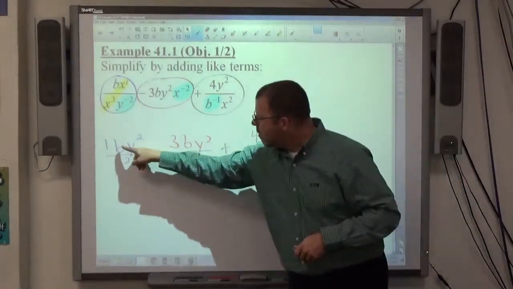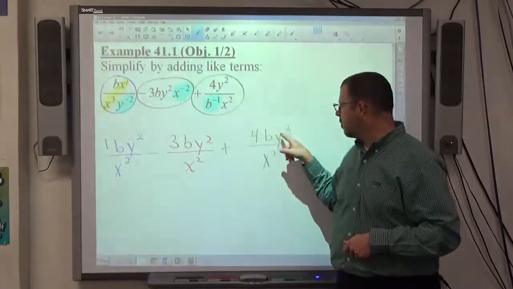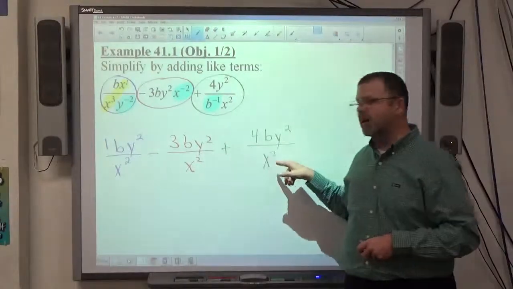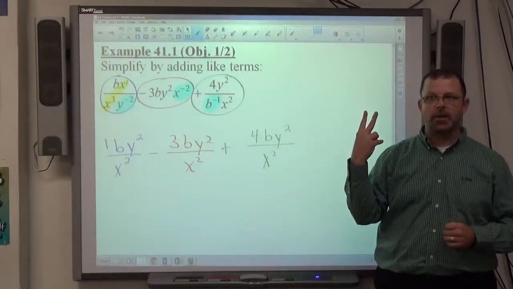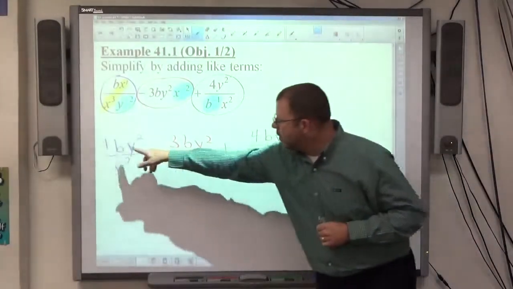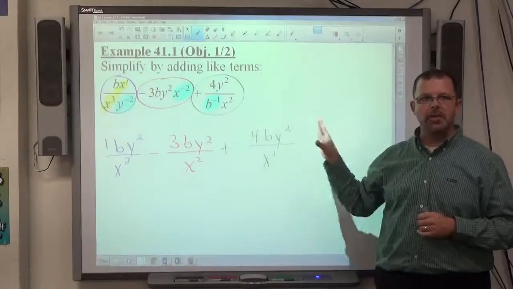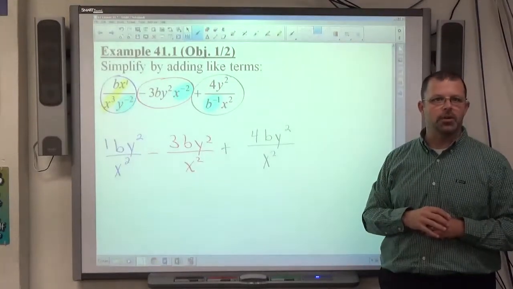So, B on top, B on top, B on top. Y on top, Y on top, Y on top. X on bottom, X on bottom, X on bottom. The first two criteria are met right away, right? Same letters, same locations. Same powers. B to the first, y squared, x squared, y squared, x squared, y squared, x squared. Everything's the same about these three terms, right?